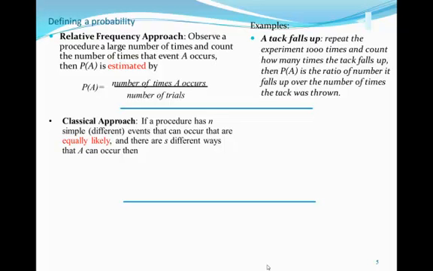Second approach is called classical approach. So if a procedure has n different simple events that can occur that are equally likely, and there are s different ways that A could occur, then probability of A equals number of ways A could occur over number of simple events, which is equal to s over n.